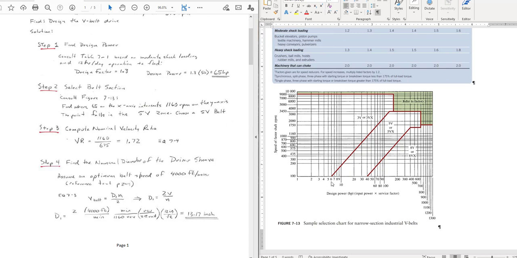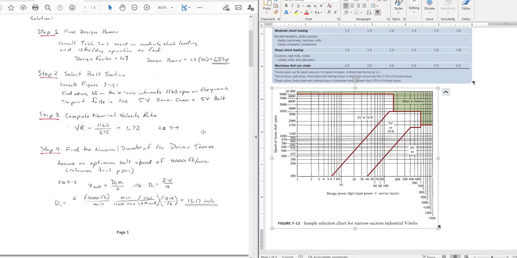So we're going to find where 65 is on the x-axis, which is between 60 and 70, and we're going to follow that up to see where it intersects with 1160. So I'm getting that right about here, right in this area. Okay, so what that tells me is we are in the zone that is firmly the zone for a 5V belt. So that is our selection. We're going to choose a 5V belt based on this.